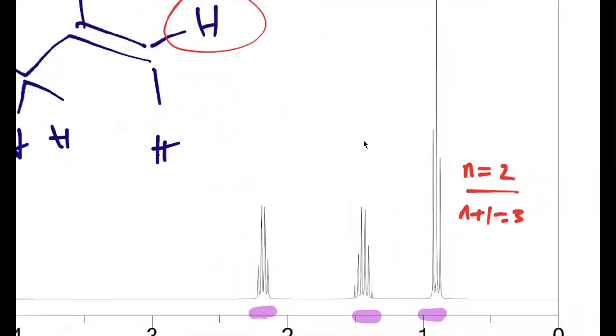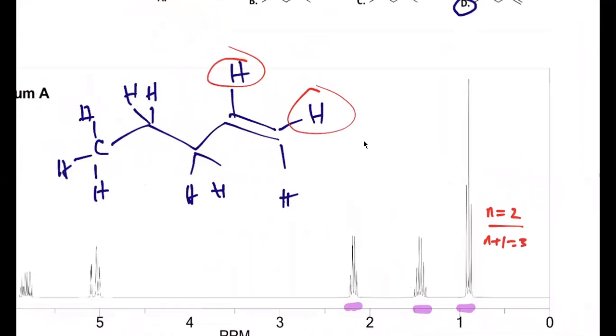Let's go back to the structure. I didn't put the integration, but we're going to go back and retroactively do it after we pick out the signals. So which one of these up here would be a triplet on the chain? Now, we're not looking at the double bond yet. On the chain, which will be a triplet? Which one of them has 2 neighbors?